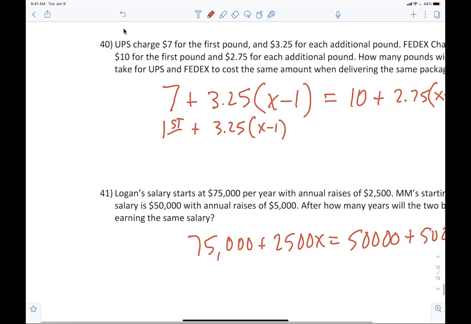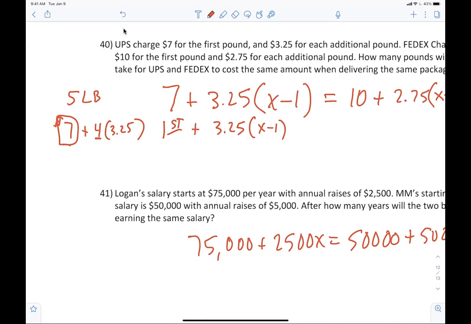Now, listen to me. This is another indication. I'm telling you, I remember this. If you have this problem and I say you brought in a 5-pound box, you're going to pay $7 plus 4 times 3.25, right? That makes sense to you, right? Well, the 4 is not 5. We subtracted 1, because we already paid for the first pound here. You with me on that? All right. So that's good.